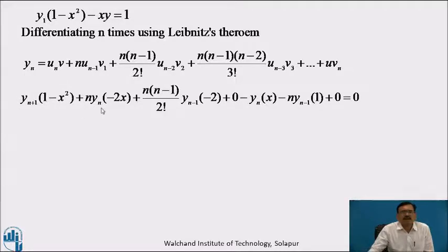N into yn, and the first derivative of v, that is, v is what here? 1 minus x square, that is, derivative of 1 minus x square is minus 2x, plus n into n minus 1 by 2 factorial, and y suffix we get here n minus 1, and derivative of minus 2x is minus 2, and next derivative of 2 will become 0. Therefore, here it completes the n derivative of the first term y1 into 1 minus x square. And next we have to write the derivative of minus of x into y.